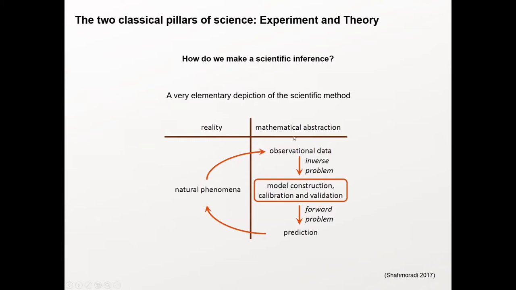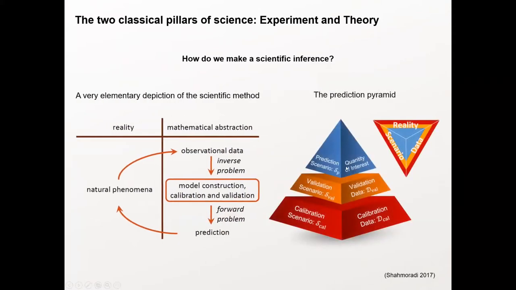So on the right-hand side, we have the mathematical abstraction, and then we collect the observational data in this abstract domain. And then we form a hypothesis or model and construct the model, calibrate it, validate it, and finally we make a prediction in a process known as the forward problem, and compare the results with natural phenomena again.